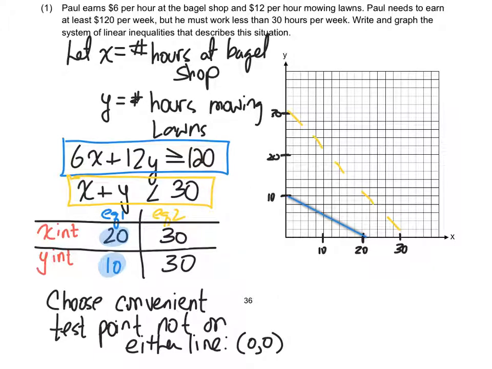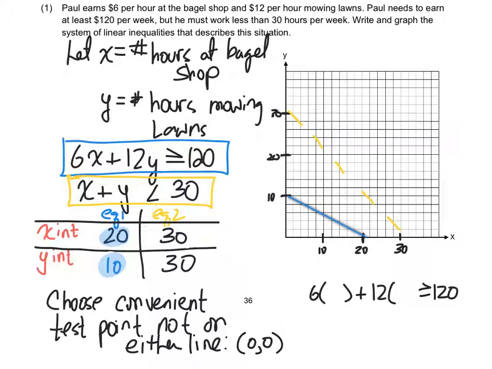Sometimes 0, 0 will fall on one of the lines, in which case you have to go with something else. If 0, 0 is not a possibility, choose a different coordinate that has 0 in it, so something like 1, 0 or 0, 1. But try to get 0 in there because the math is going to be easier. All right, so we pop it into both of the two equations. So 6 times 0 plus 12 times 0 greater than or equal to 120.